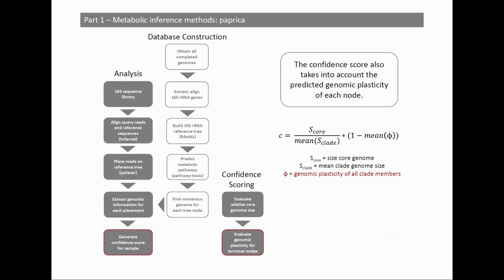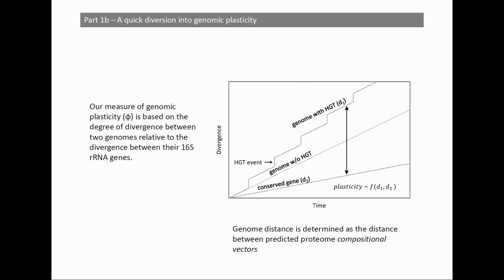We also use an indicator of genomic plasticity for all of the clade members. Now, the way that we do this is with a parameter that we call phi, which we originally created to try to measure horizontal gene transfer between different genomes. And here we're simply applying it to understanding the stability of the different genomes in our database.